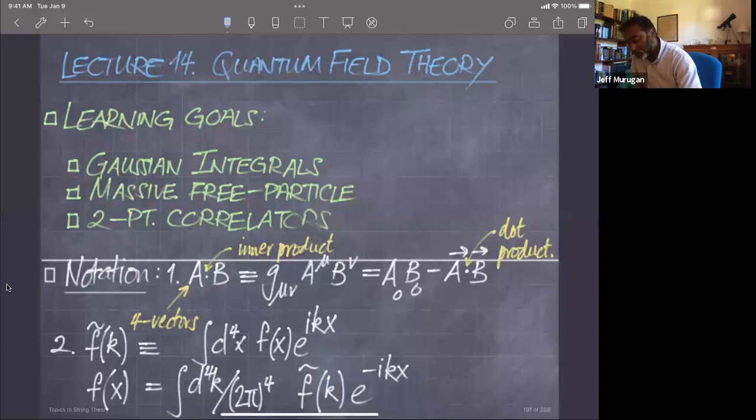Okay, so these are my definitions. These are going to be my definitions for Fourier transforms.